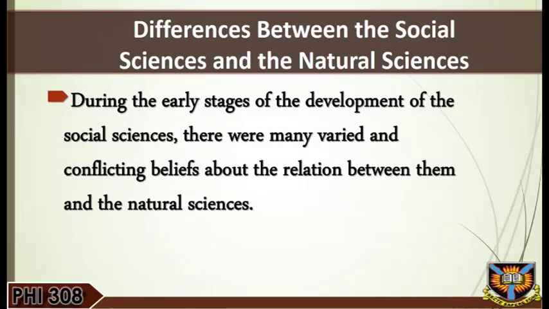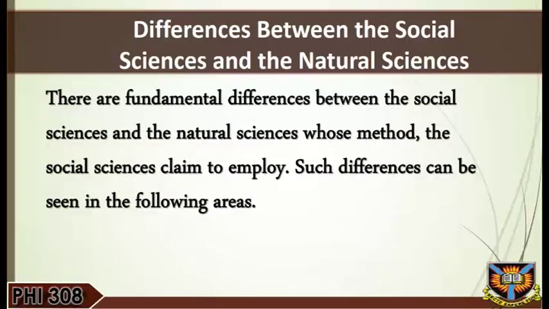Differences between the social sciences and the natural sciences. During the early stages of the development of the social sciences, there were many varied and conflicting beliefs about the relation between them and the natural sciences. On the one hand, we have those who believe that no science of anything social is possible or desirable. On the other hand, we have those who find nothing repugnant in bringing exactness, rigorous formulation, analysis, and all the rest which goes with science to bear on social inquiry.